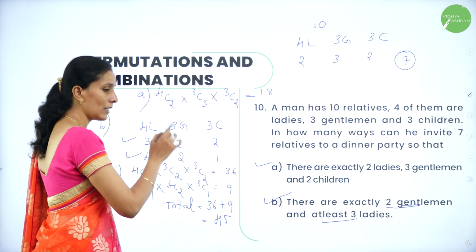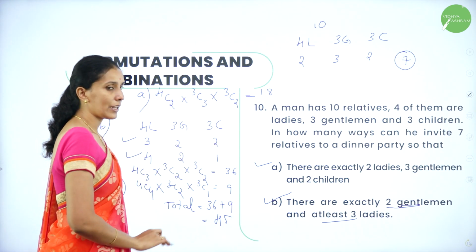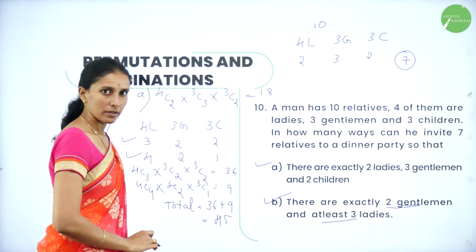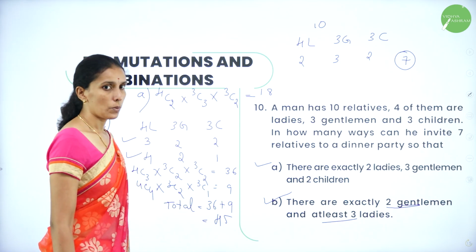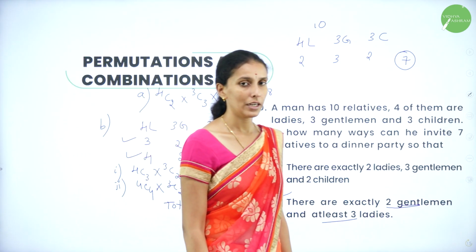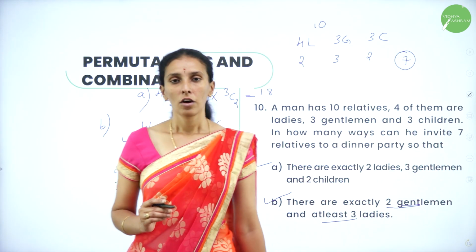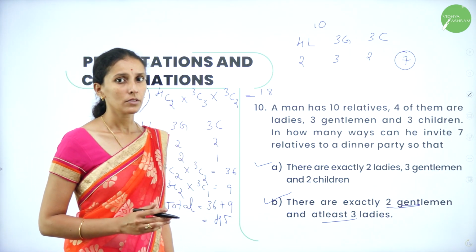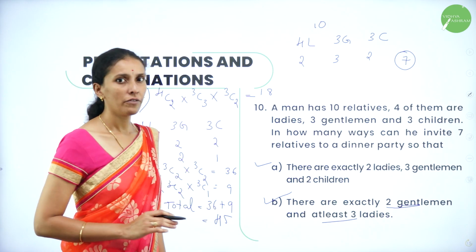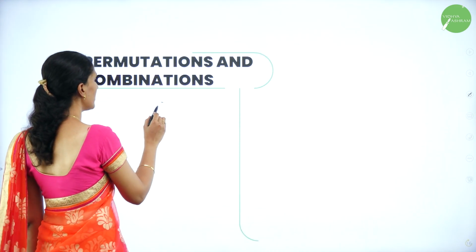Since 2 gentlemen are exact, it is 3C2 in both cases. But the number of children varies according to the total to form 7 relatives. So my combinations for the two cases are 36 and 9. So my total ways of inviting 7 relatives out of 10 relatives will be 45. So this is how we will form, arrange or select people for a particular type of question.